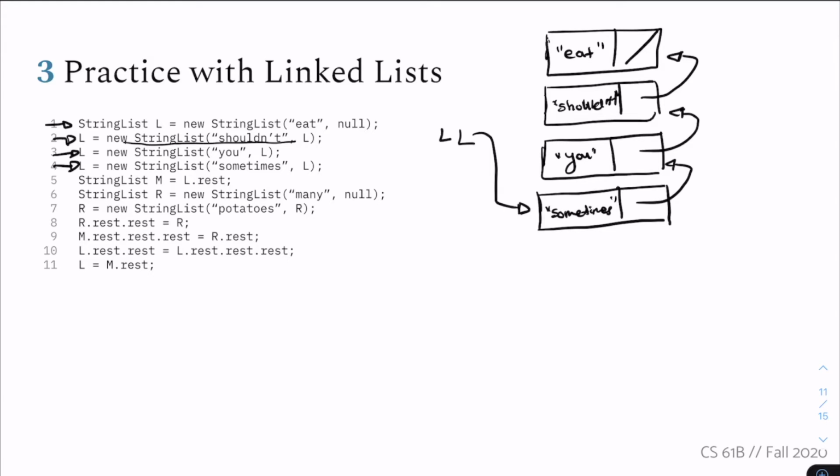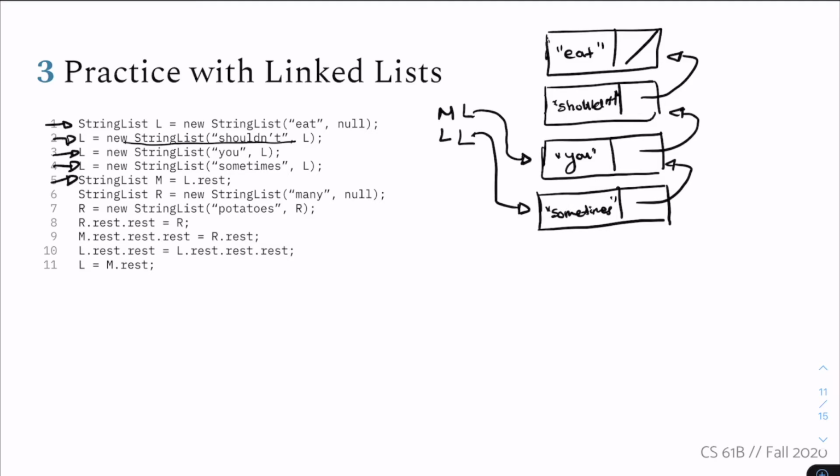Now we're going to create a new variable called M, and this one is going to point at L.rest. So L.rest is, so we go to L, points at this object, so we'll go here. And then we're going to copy over the address from L.rest into M. And what that translates to is that M will point at the same thing L.rest is pointing at, which is U. Great, that's done.